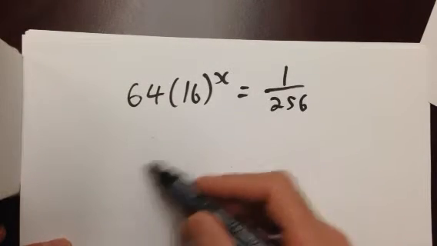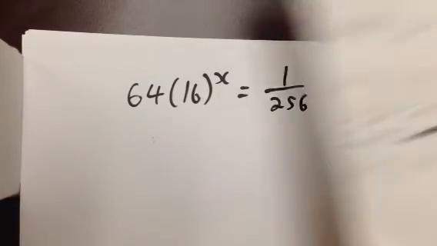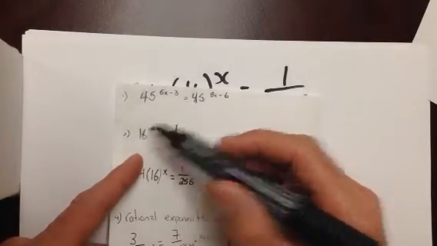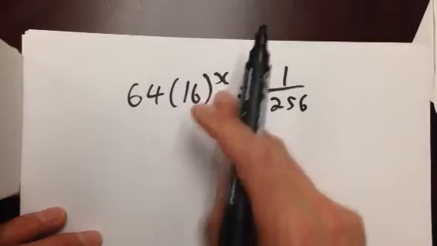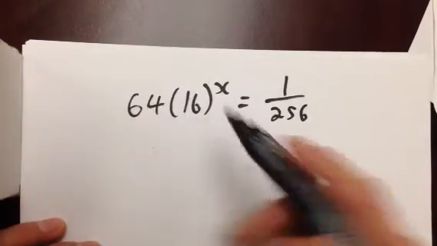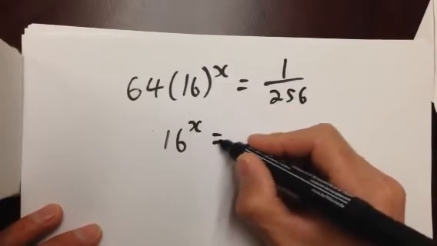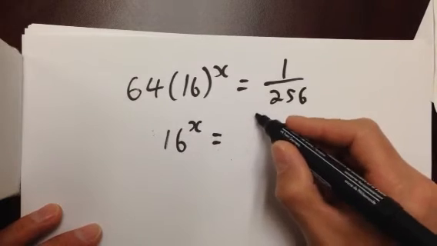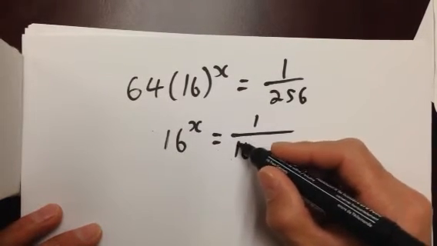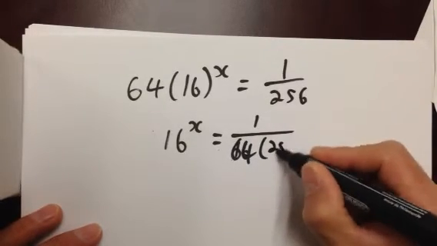Now the way I'm going to deal with this is I'll divide both sides by 64 to make it look more familiar, more like this question here, where I simply have a base raised to an exponent on the left, as opposed to a base raised to an exponent and then all of that being multiplied by a number. So we have 16 to the x, and I'm going to divide both sides by 64. So that's equal to 1 over 64 times 256.